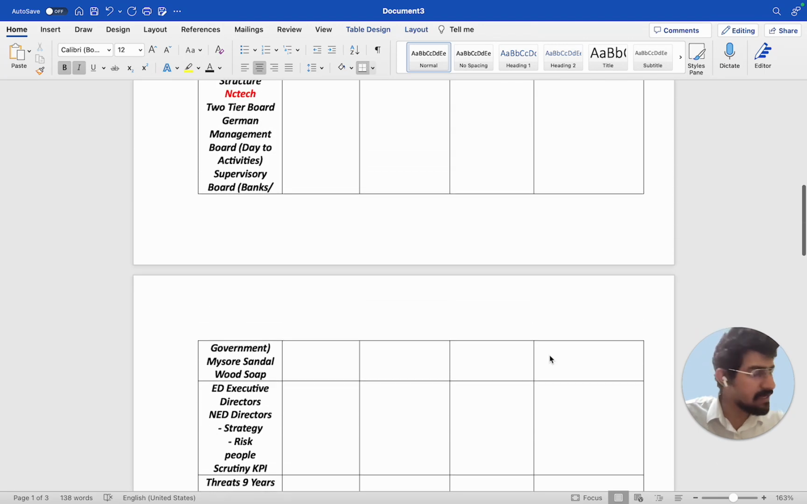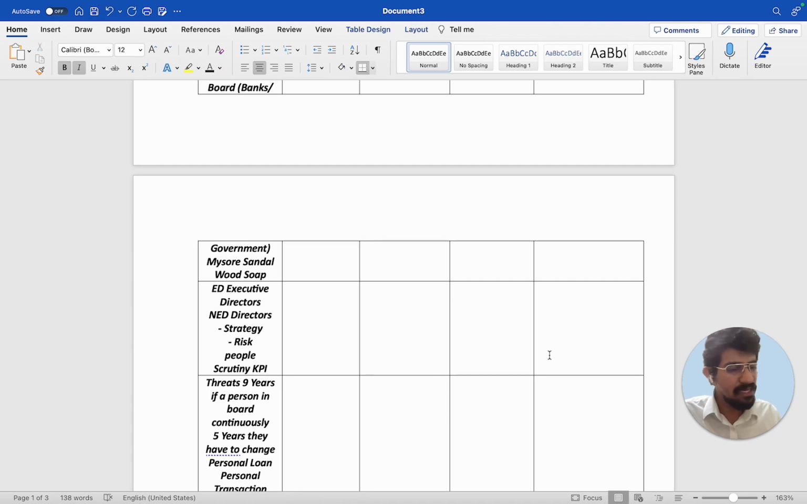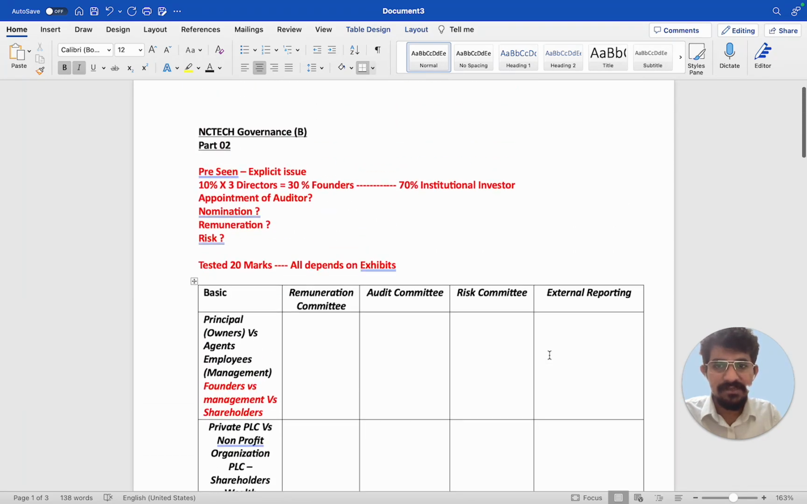These are purely exhibit based. Don't memorize anything, purely exhibit based. And just keep your mind free as much as possible, so that you will be able to do properly in the examinations as well. Now, students, just moving to the top.